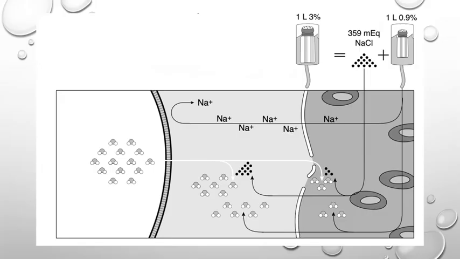So giving someone a hypertonic solution will not only expand their extracellular fluid with the fluid you give, but it will also shrink the body's cells by drawing water from the cells into the extracellular fluid. This can have clinical consequences if not monitored carefully. Therefore, we reserve hypertonic fluids for when a patient is extremely hyponatremic.